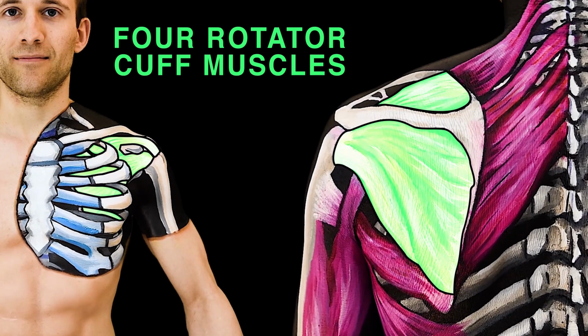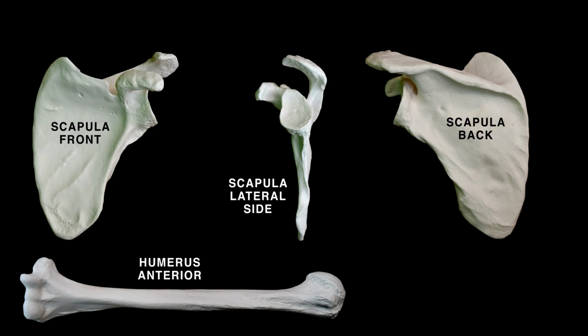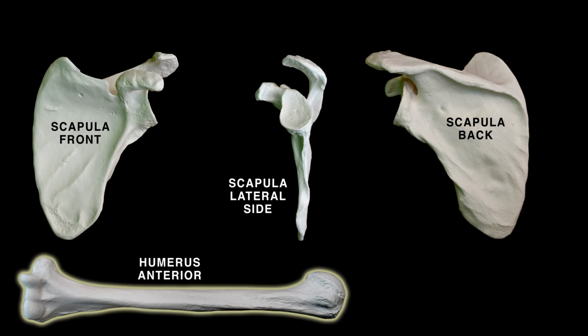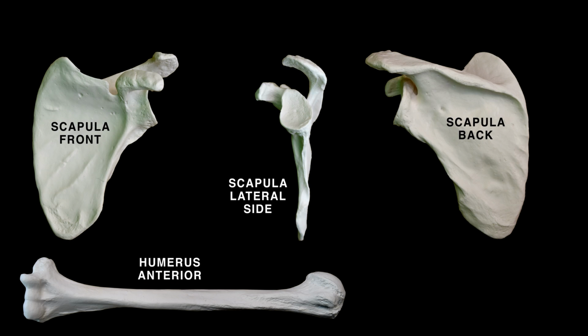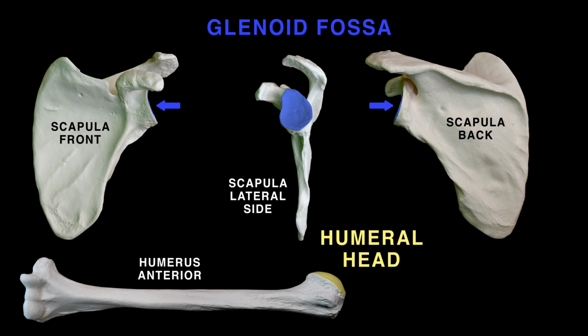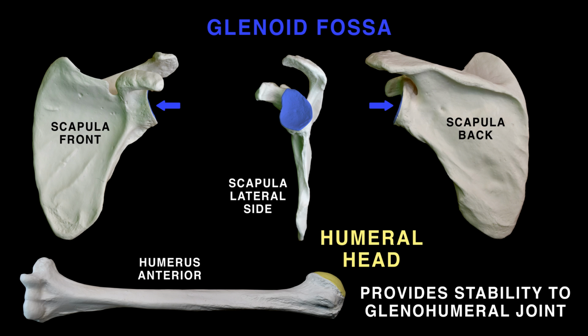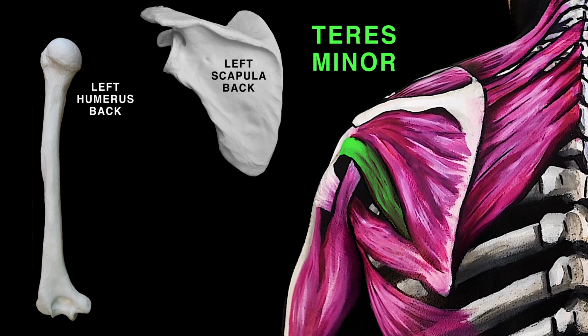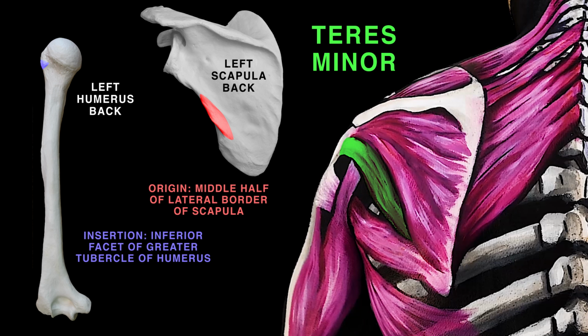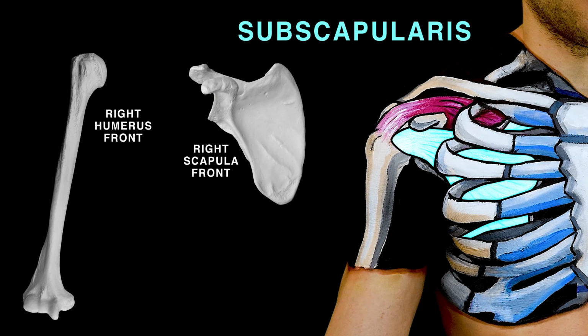Now we come to the 4 rotator cuff muscles, which all originate from the scapula and attach to the humerus. In addition to their individual actions, these muscles together pull the humeral head into the glenoid fossa, which is in the scapula. This provides stability to the glenohumeral joint. Teres minor originates from the middle half of the lateral border of the scapula and attaches to the inferior facet of the greater tubercle of the humerus. It laterally rotates the arm.